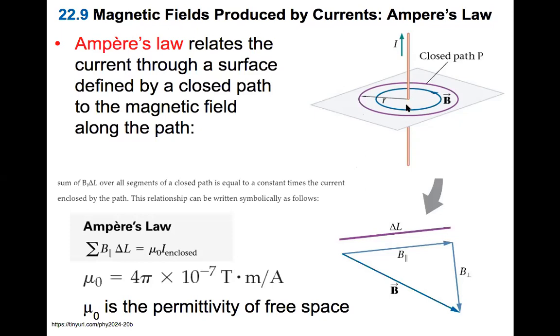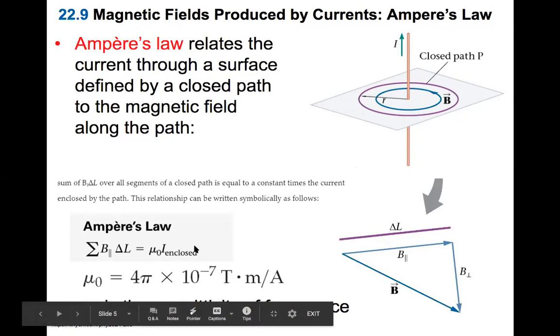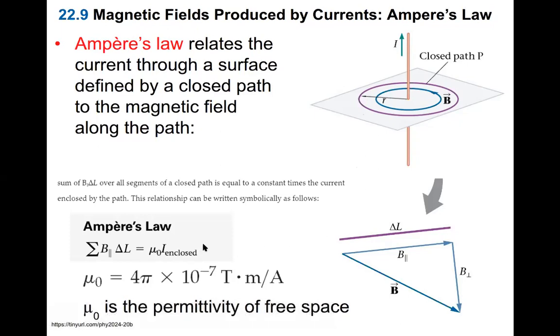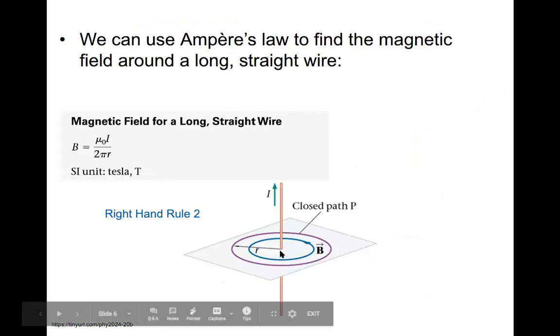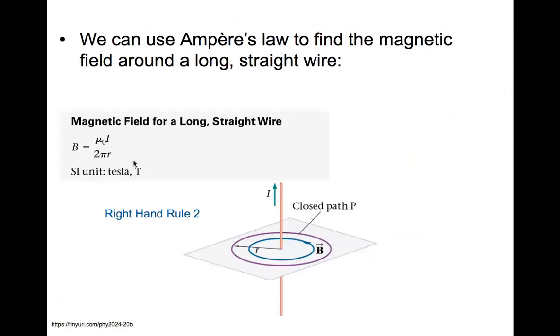Okay, so that's what you have. With that, you can actually calculate the magnetic field produced by a wire. For a straight wire, the magnetic field is going to be equal to mu naught I divided by 2 pi R. So the magnetic field is proportional to the current and inversely proportional to the distance to the wire.